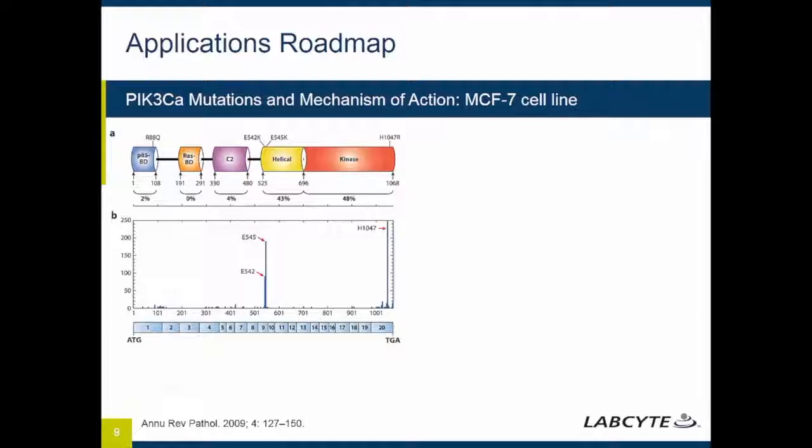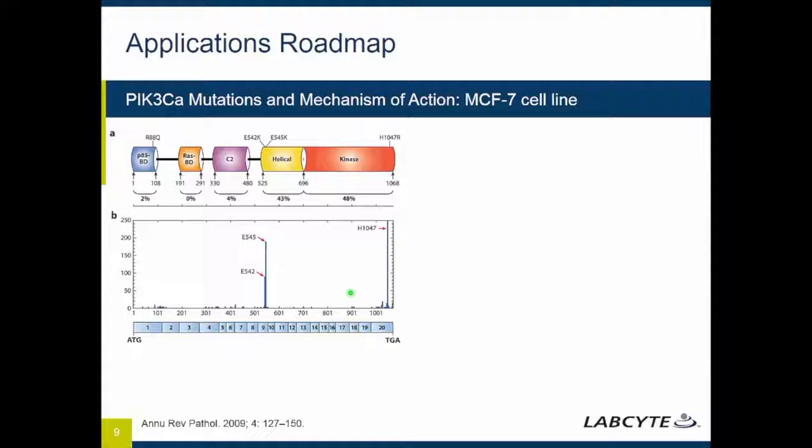For those not familiar with the pathway or the MCF7 cell line, I have this slide with a couple of cartoons to illustrate the PIK3CA mutations and the mechanism of action in the MCF7s. On the left, you can see the protein broken into specific domains. This includes the P85 and the RAS domains, the helical and the kinase domains as well. The genetic and exon map below shows the prevalence and location of various activating mutations.